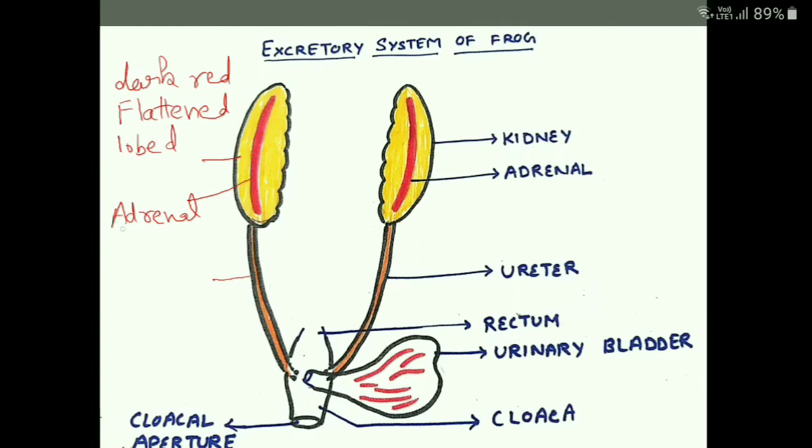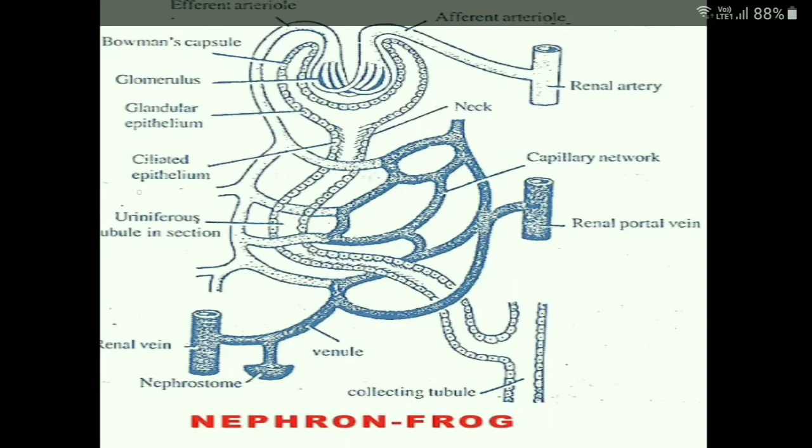Now you all know kidneys are made up of special structures, and we call them nephrons. So here also you could see kidneys are made up of structures called nephrons. Let me tell you, nephrons are also called uriniferous tubules. Just see the structure of the nephron.